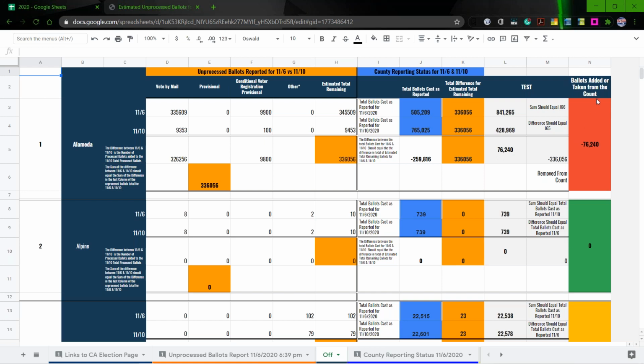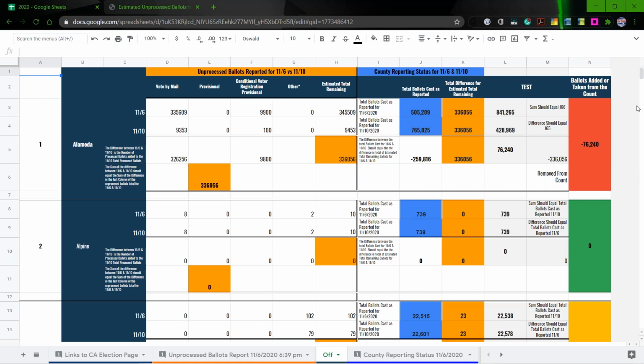So everything here on the very far right-hand side that's in red, because I'm about to scroll through every single one of our counties, and you're going to see exactly why I'm concerned. Everything in red represents ballots that were removed from the count. Everything that you see in green that has a 0 basically just means that county didn't update their report or process any ballots between the dates of 11/6 and 11/10. That doesn't mean anything afterwards. I'm just focusing on these two dates. So that just means that between those two dates, nothing was processed.